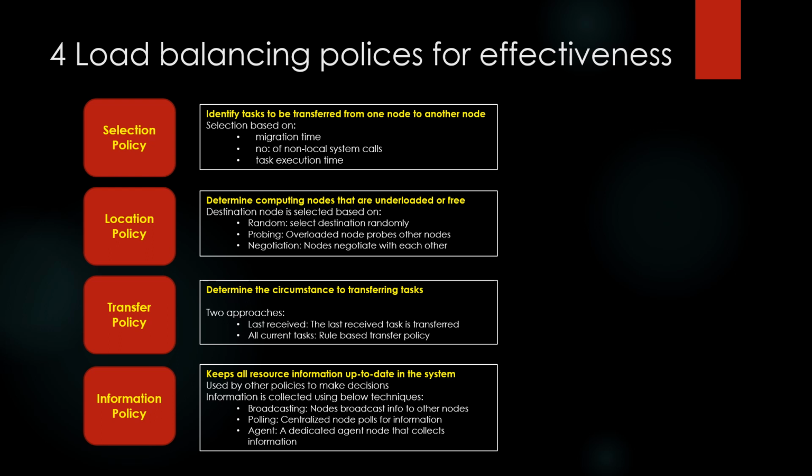The location policy determines the computing nodes that are underloaded or free, and the destination node for migration is selected based on three different techniques: random, probing, and negotiation. In the random method, the destination node is selected randomly, and in the probing method, the overloaded node probes other nodes to check whether there are underloaded nodes and then does the migration. And in negotiation, the nodes negotiate with each other, which means it's not just the overloaded node, but the nodes can talk to each other and negotiate to share tasks.